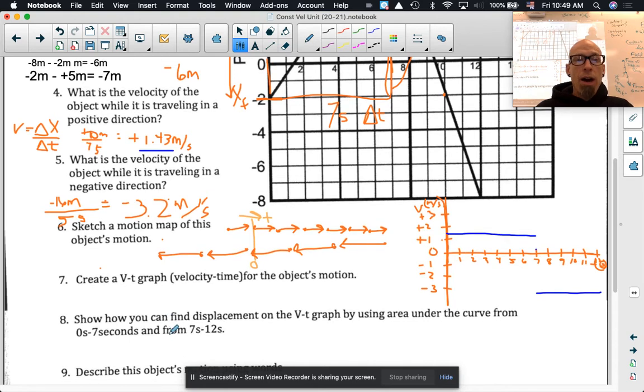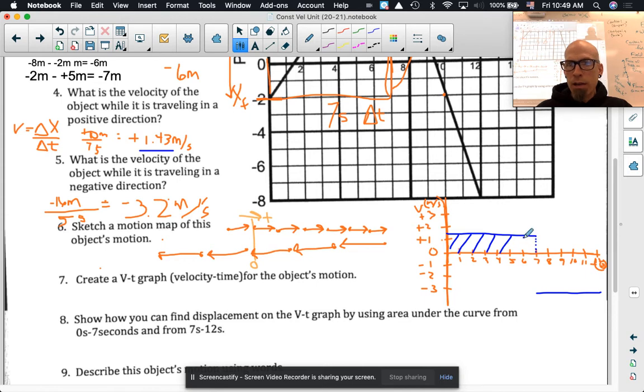Now, number 8 says, show how you can find displacement on the VT graph by using area under the curve from 0 to 7 and from 7 to 12. Everybody, remember, the area under the curve is the rectangle between the line and the t-axis. So I would shade this in, right? If you shade this in, that is the area we're talking about.